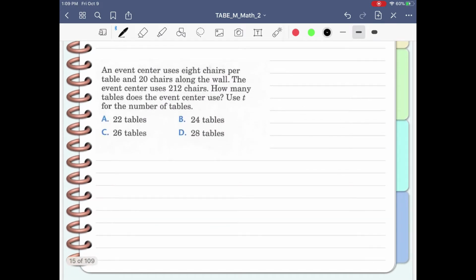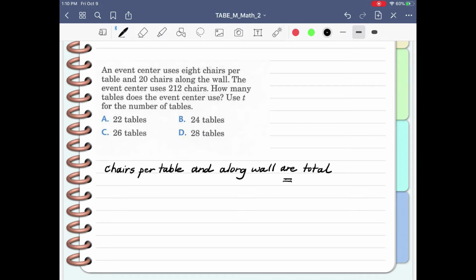Number 4. An event center uses 8 chairs per table and 20 chairs along the wall. The event center uses 212 chairs. How many tables does the event center use? Use T for the number of tables. So we have chairs at tables. Let's do it this way. We have chairs per table, and the chairs along the wall. And those chairs are the total. So you've got the chairs at the table and the chairs along the wall, and that's your total.